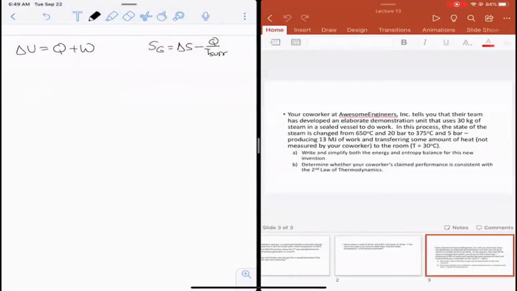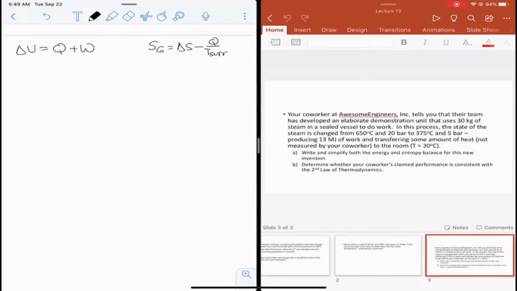And we know that the entropy of the system is going to change because we do have pretty significant changes in temperature and pressure, or at least we believe it should change. And we know that the process is not adiabatic, so Q over T surroundings doesn't go away. So this is one of those few examples that we'll look at this semester where we can't simplify the energy or the entropy balance at all. So where do we start?